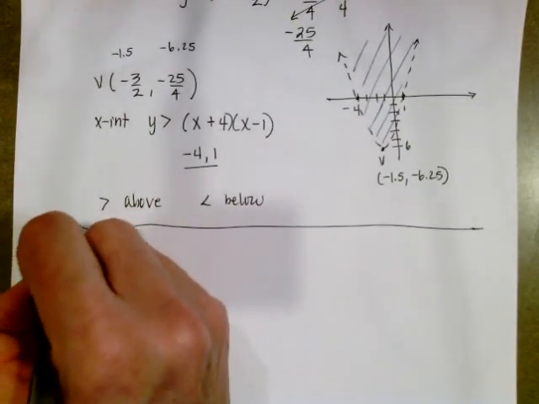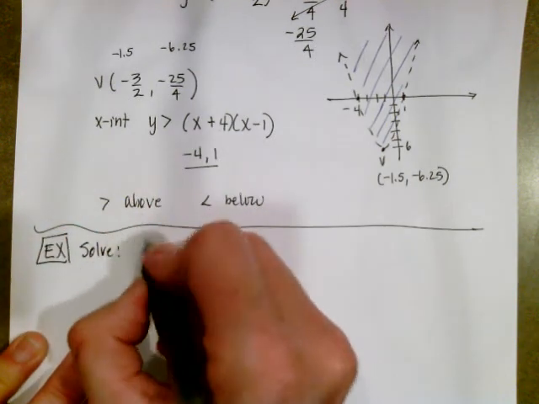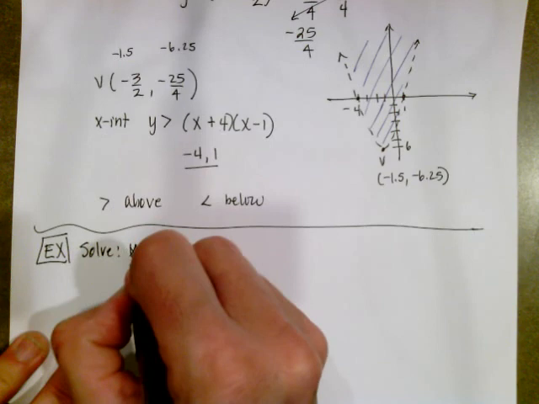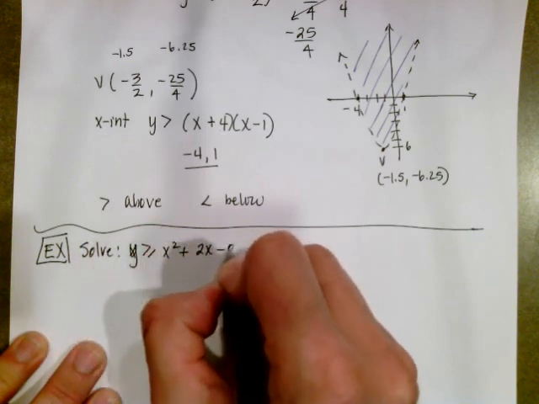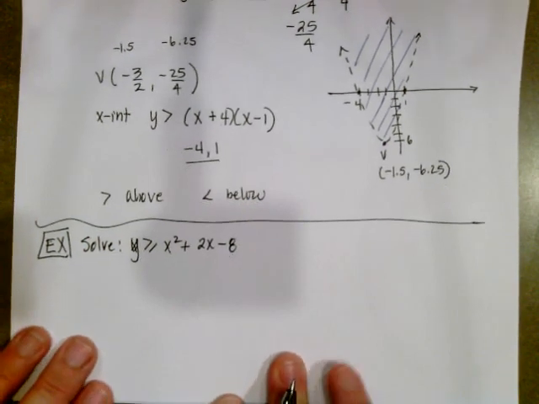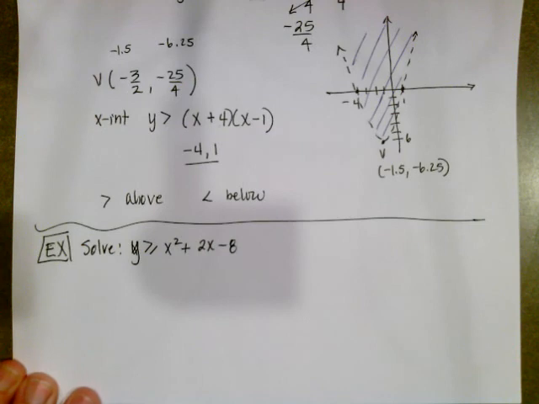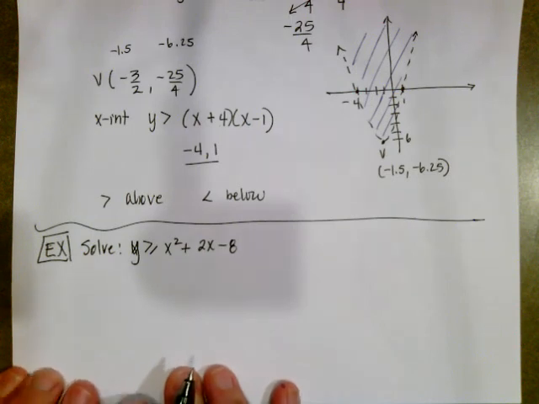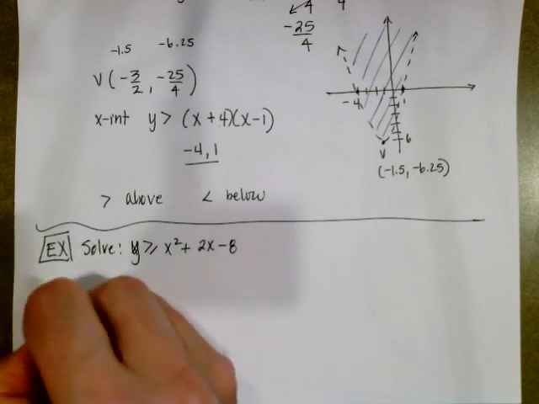All right, so this example is just going to say solve. And I'm going to have y is greater than or equal to x squared plus 2x minus 8. So the process is basically the same. I need to get my equation in vertex form because that helps me to graph. I'm also going to factor it to find my x-intercepts because I will need that information in a little while. So for right now, I'm going to start with my vertex form.